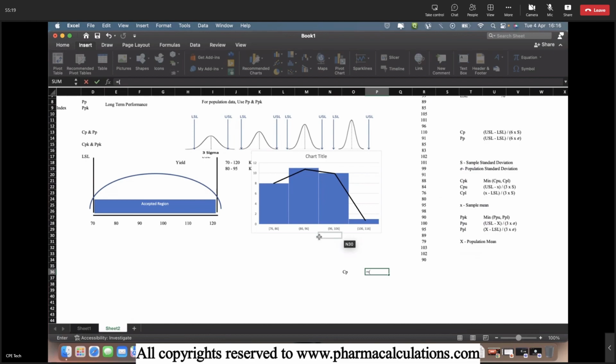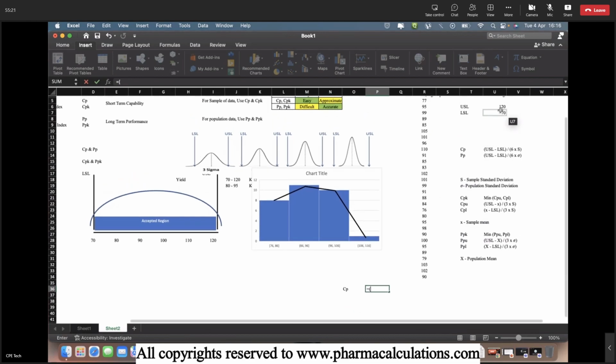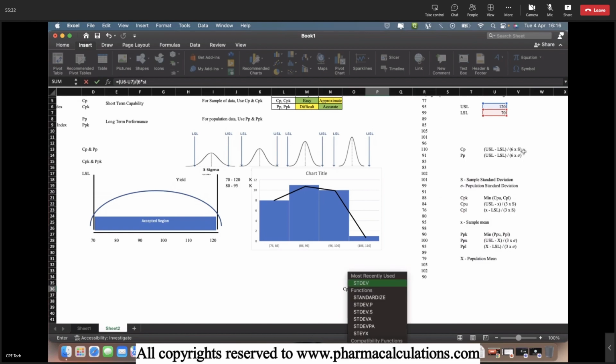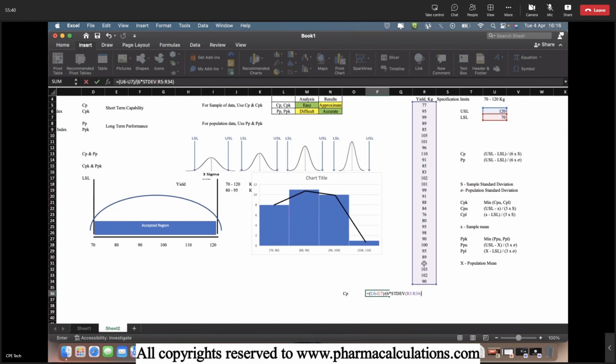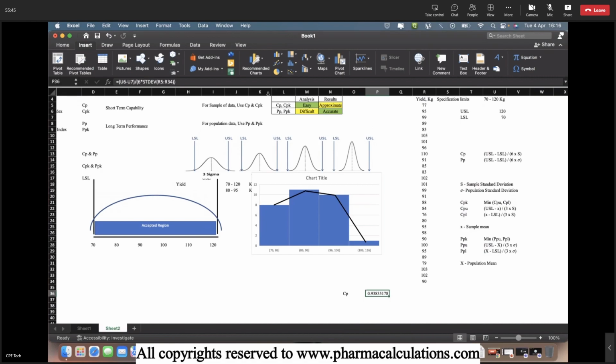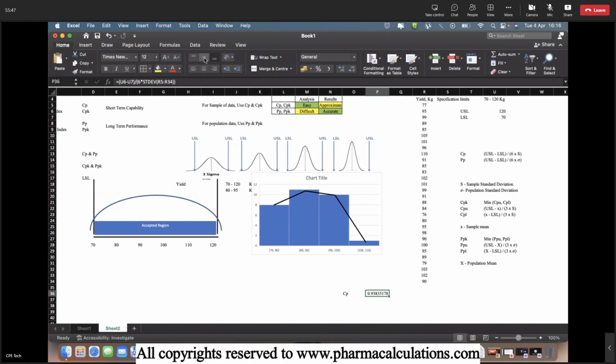So Cp is nothing but the upper specification limit minus the lower specification limit, divided by 6 times the sample standard deviation. So I will be using the formula here, the standard deviation for the sample. So it is almost 0.93 or 0.94. And now let's come to the Cpk.